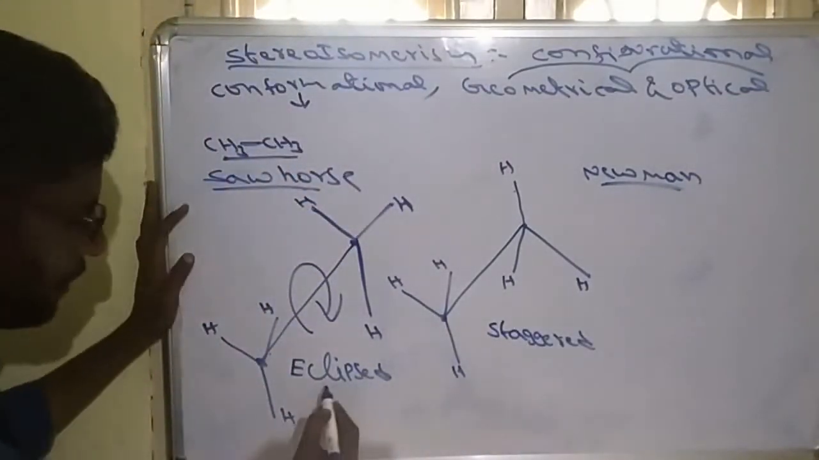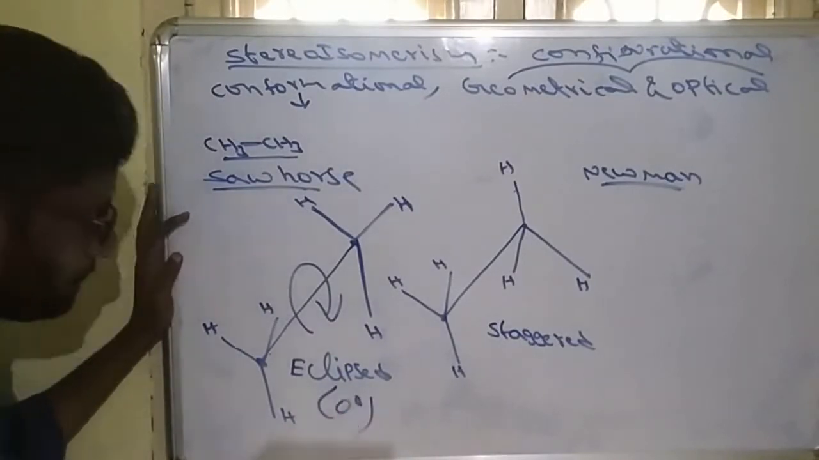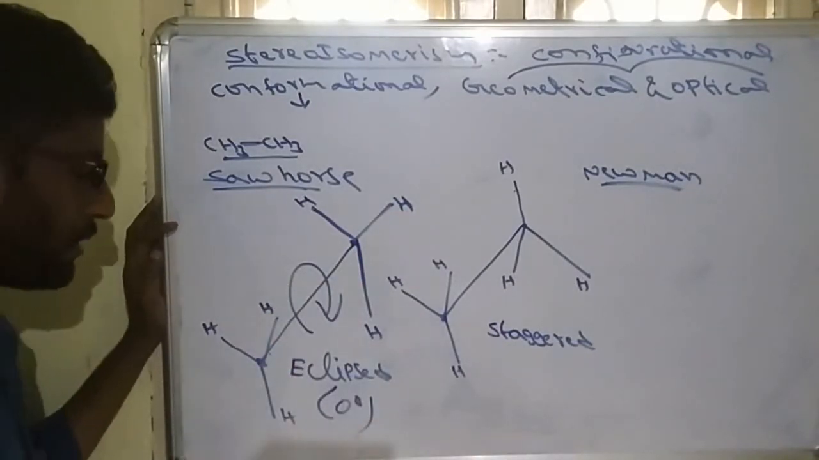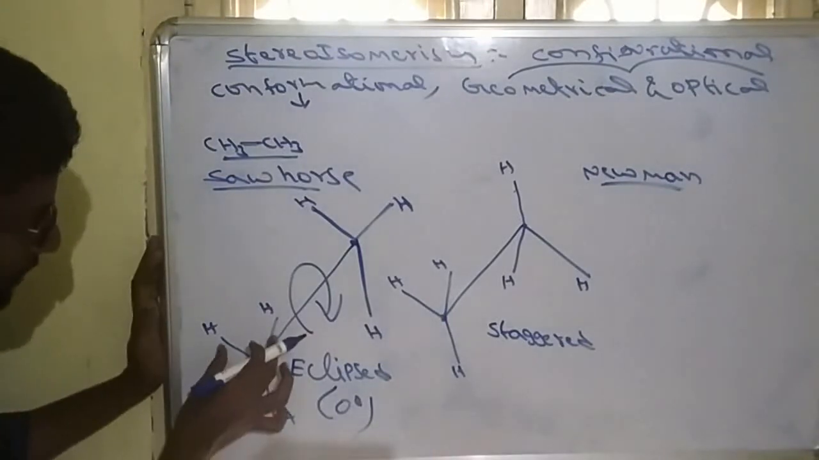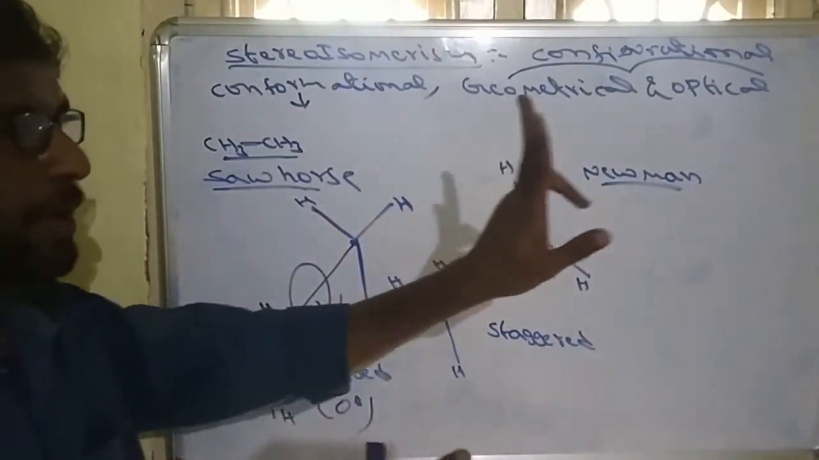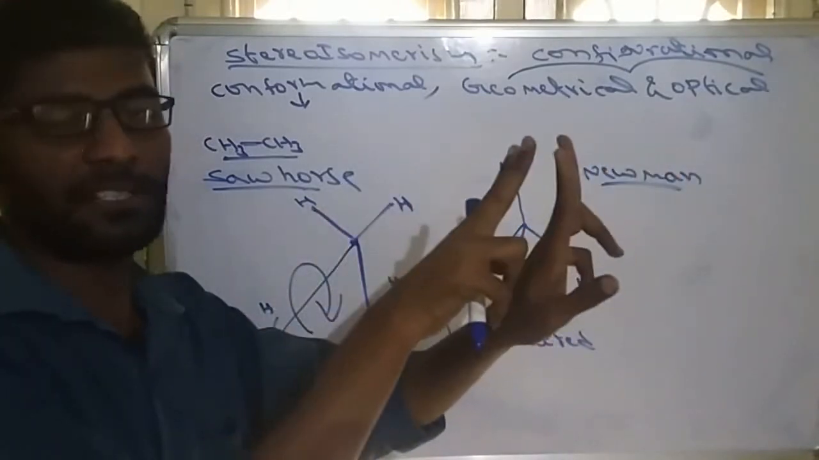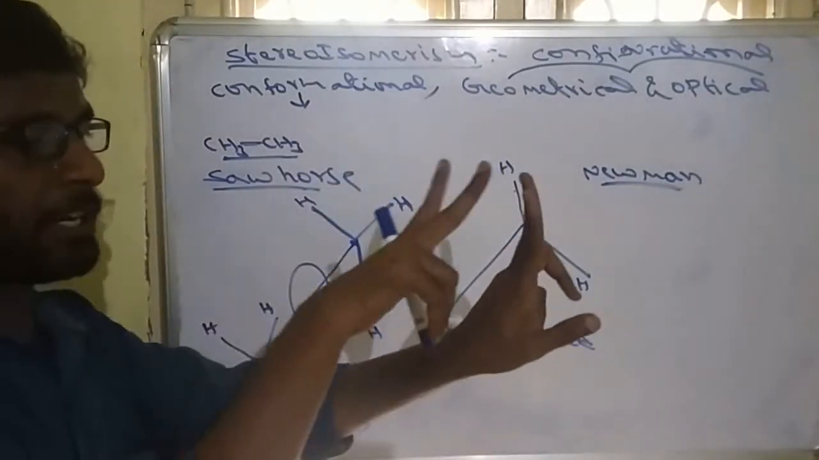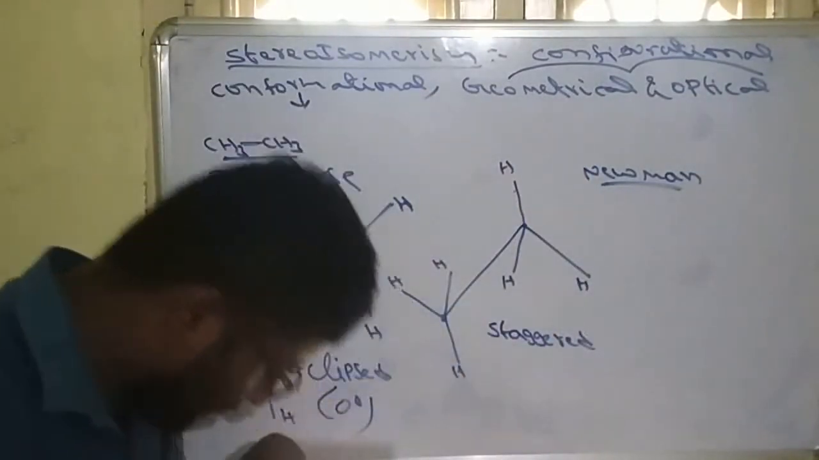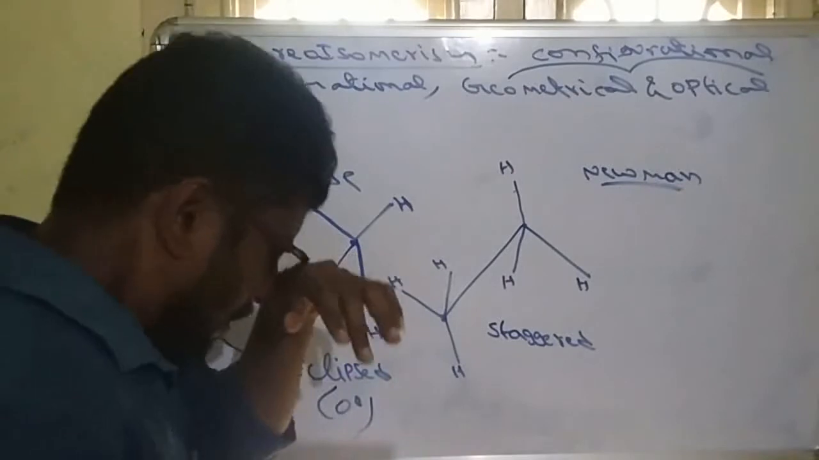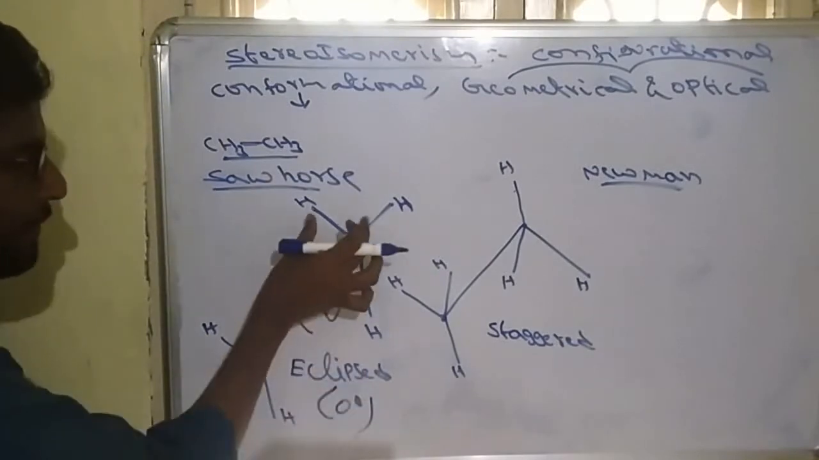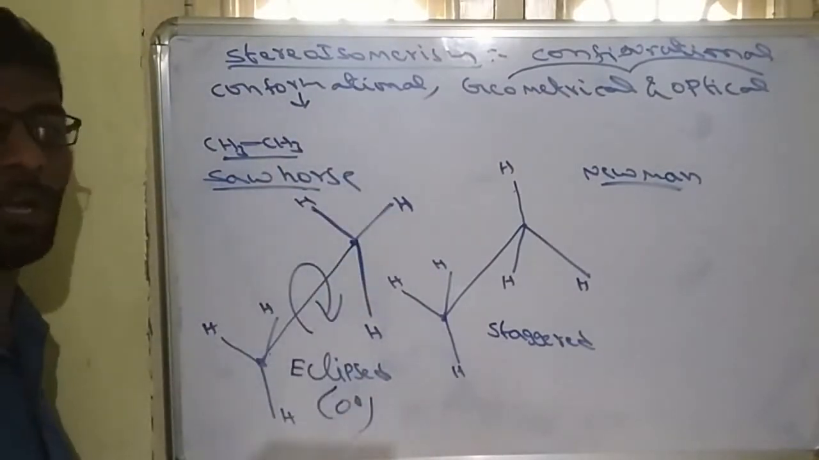In the eclipsed molecule, the dihedral angle will be 0. The bond angle is constant, but the dihedral angle will be 0. Why is it 0? Because this is Y and this is also Y, so both hydrogens are present on the same line. That means the angle between these two hydrogens will be 0, so the dihedral angle will be 0.